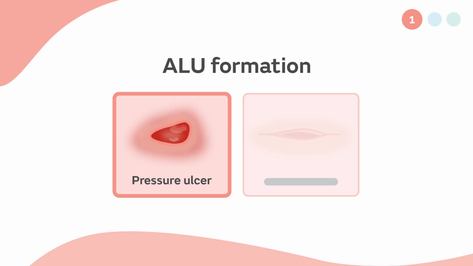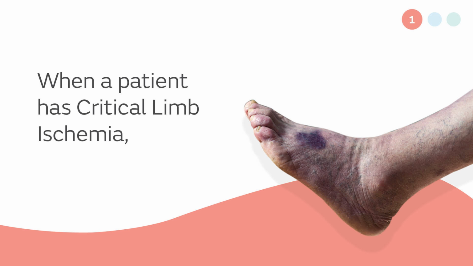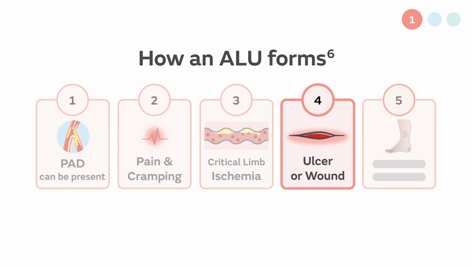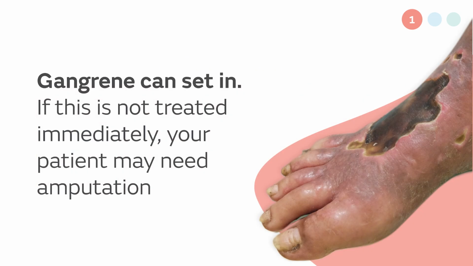The second way they form is from a common everyday acute wound like cuts, scratches, and bruises. When a patient has critical limb ischemia, these acute wounds can quickly become chronic. In the final stage, if blood flow is restricted for too long, tissue will begin to die on its own and gangrene can set in. If this is not treated immediately, your patient may need amputation.